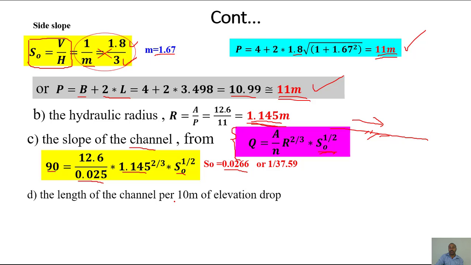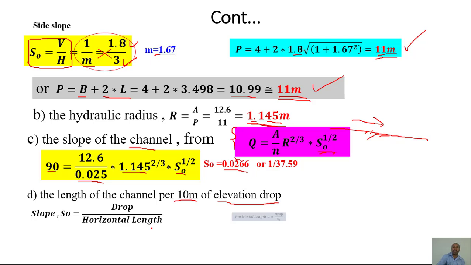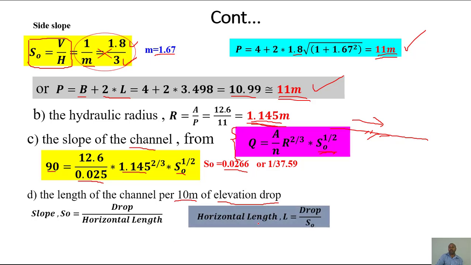So the length of the channel is 13 meter. Elevation drop: slope is nothing but drop over horizontal distance. Then you simply substitute the values. So the horizontal length, what is the length of the channel for this 10 meter drop? You can substitute the drop here, the slope you already have here, then the horizontal length will be computed as 375.94 meter. So this is a drop.